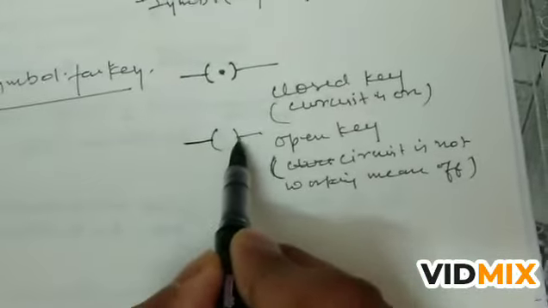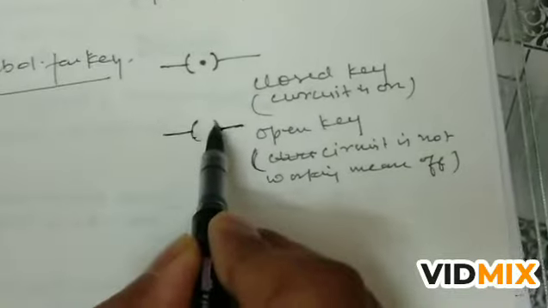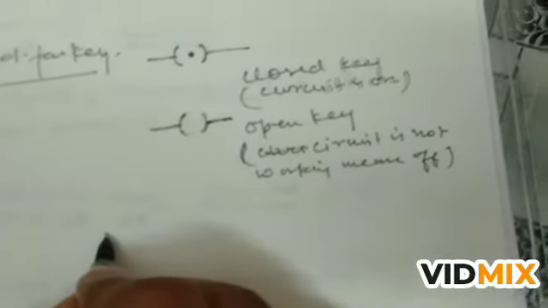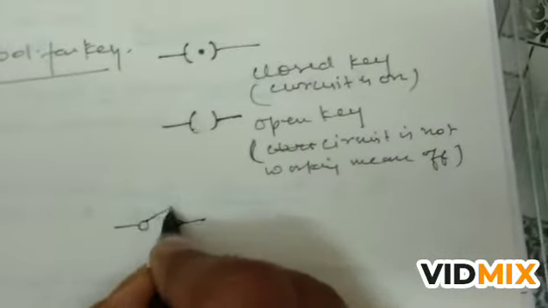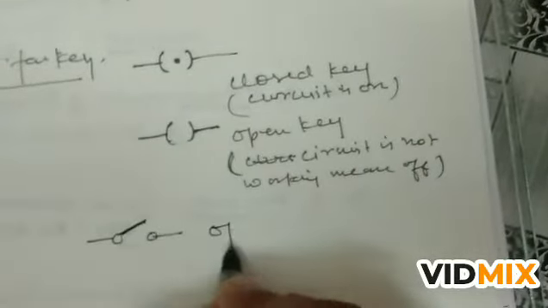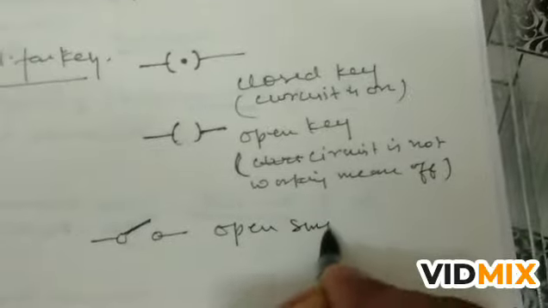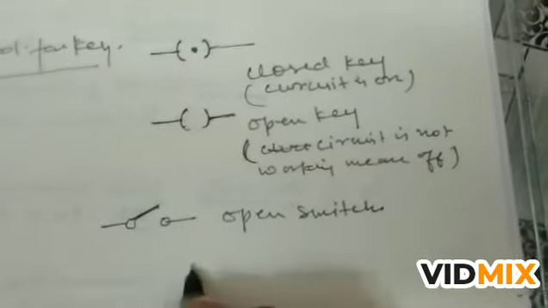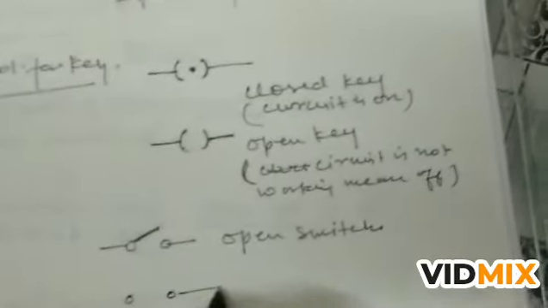Key is also known as switches. In so many circuits you can see a switch like this also. This is an open switch, and this is a closed switch.